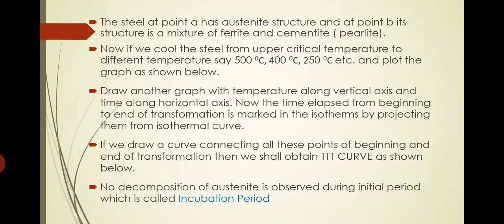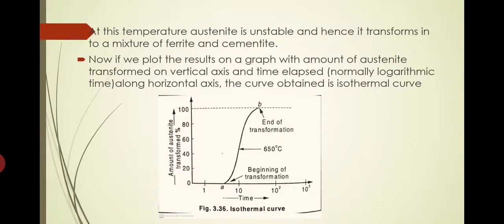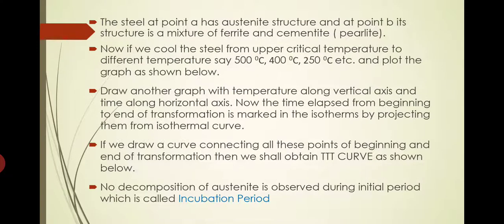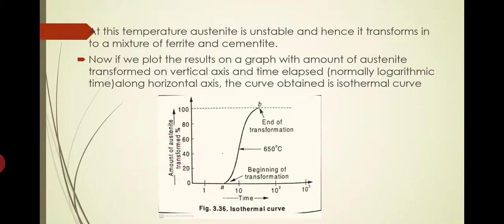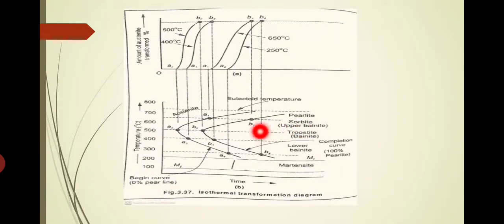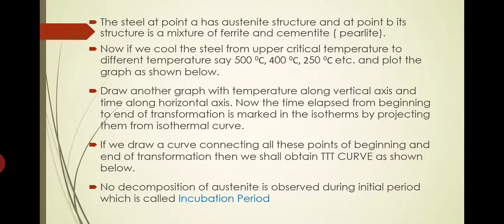Now draw another graph with the temperature along the vertical axis and time along the horizontal axis. To analyze all these things, we are drawing another graph, with logarithmic time along the horizontal axis. In the earlier curve, along the vertical axis we had taken the percentage, or the amount, of austenite transformed. In the next curve, instead of that, we will be taking the temperature. You can see in the vertical axis we will have the temperature, and the horizontal axis is the same as the earlier one, time in exponential form.